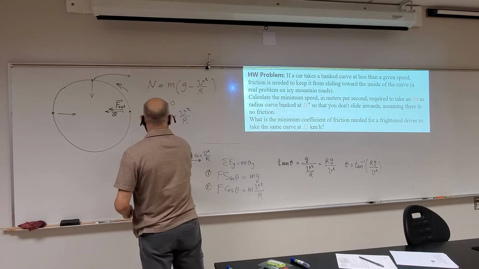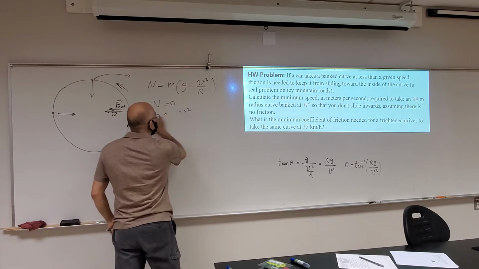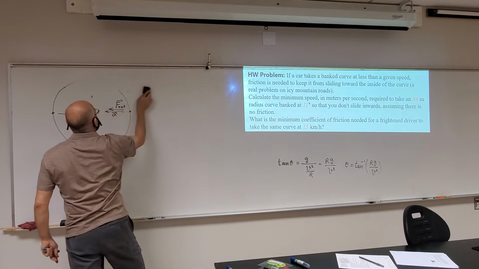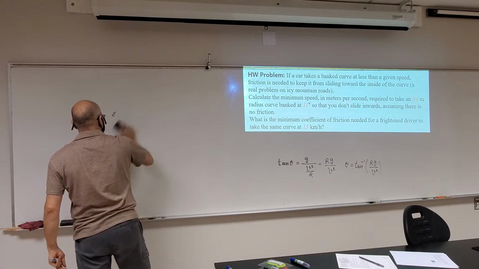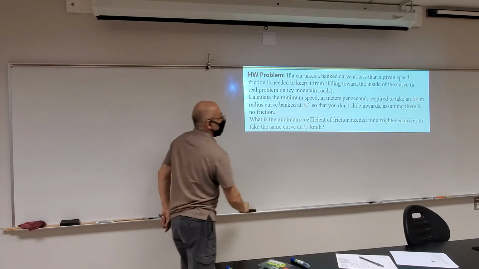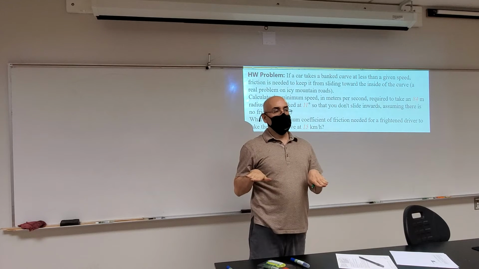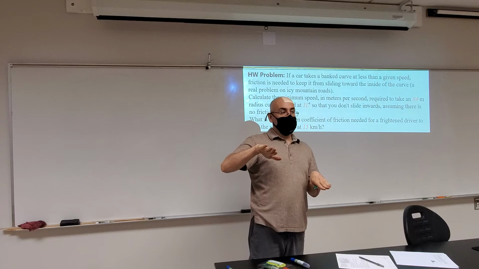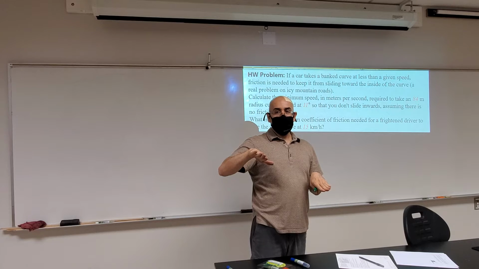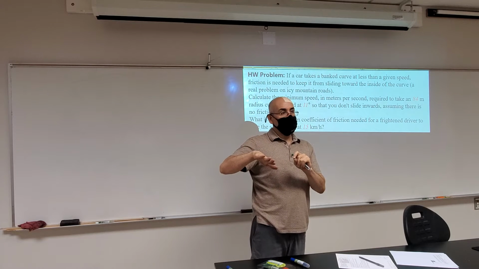All right, let's go. And then we can actually find the minimum speed and maximum speed for each banked curve. If there is no friction at all, there is a specific speed you need to go on a bank. But if there is friction, you can go a bit faster or slower. All right?